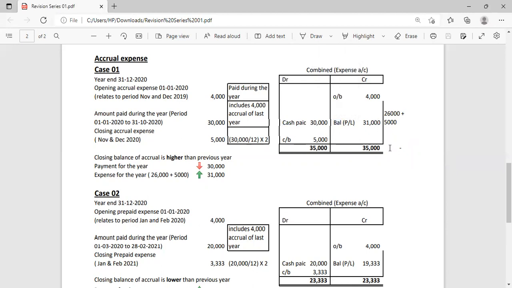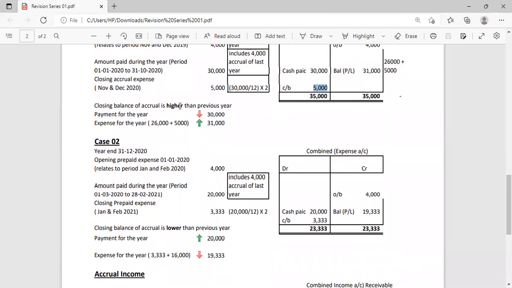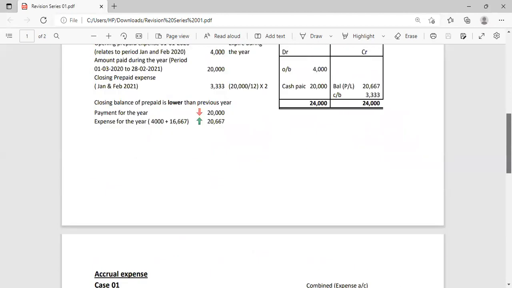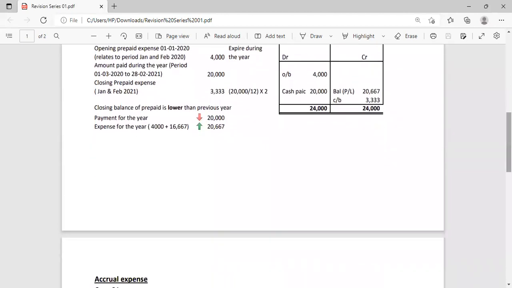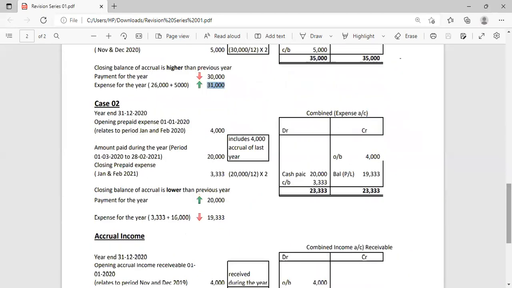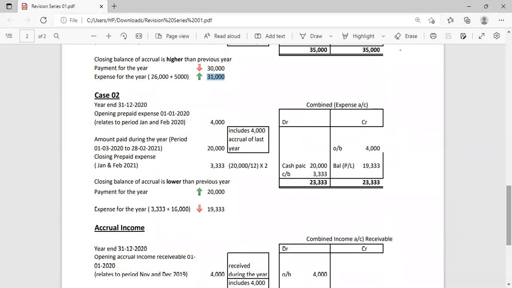This will be shown in the profit and loss account, and this balance will be shown as current liability in the balance sheet, right? If the closing balance of accrual is higher than the opening balance, it means that payment is lower and expense is higher. This is opposite to the prepayments, right? Case 2 is opposite to case 1. In this case, the opening balance is higher and the closing balance is lower, which means that your payment is high and expense is lower. You can see these examples.